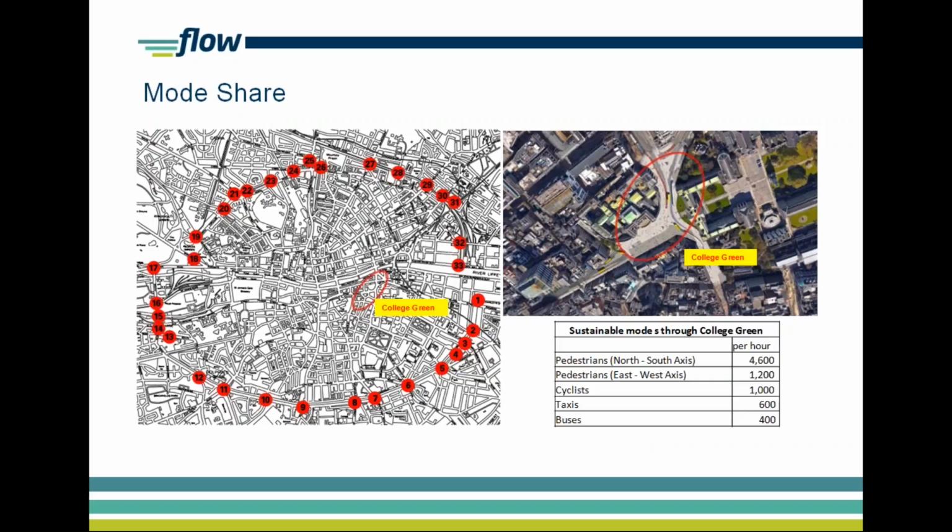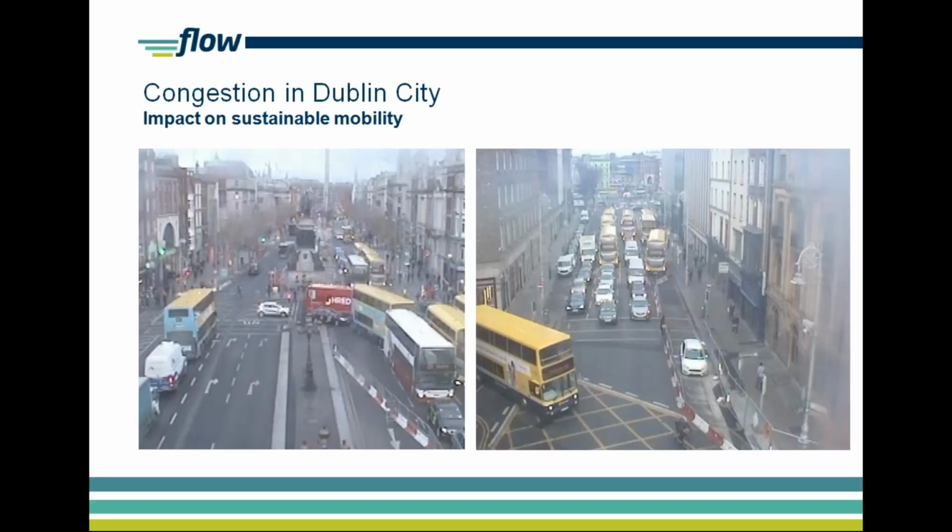The data that we collect for mode share is based on 33 gateways into the city. And our test site, which is part of the FLOW project, is effectively in the center of the city, which is zoomed into on the screen to the right. Dublin City, like any of the major cities, experiences significant levels of congestion, and this tends to have a significant impact on sustainable mobility in terms of travel time and journey times.